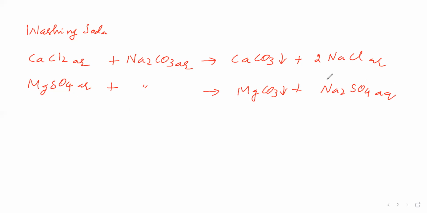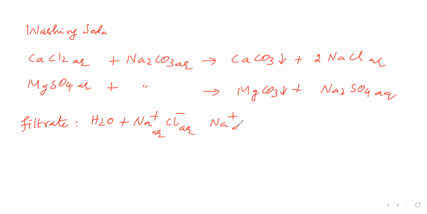Now we are going for filtration. In filtration, we can remove calcium carbonate and magnesium carbonate. Now we are getting the filtrate. In the filtrate, water is present and sodium chloride is present. Sodium chloride is present in the form of ions like this, Na plus and Cl minus ions.